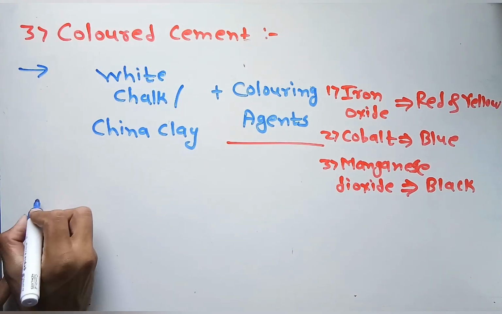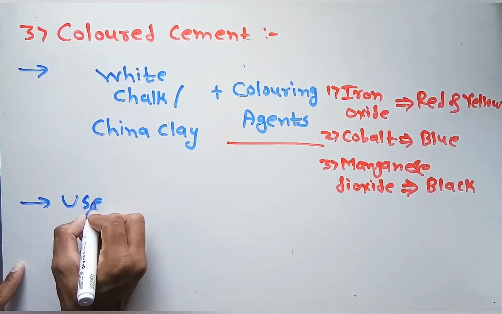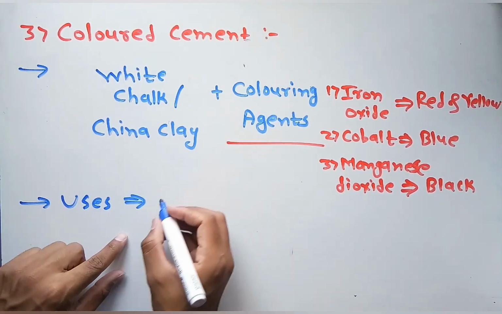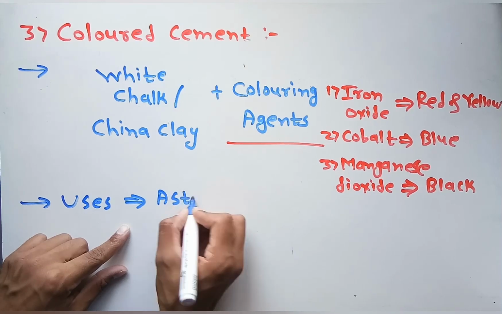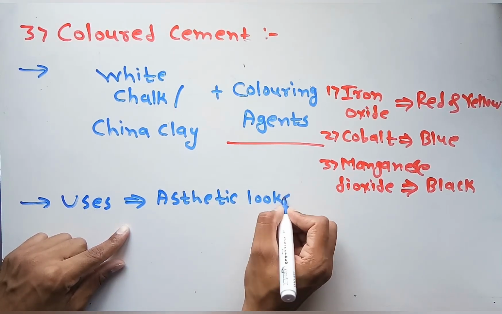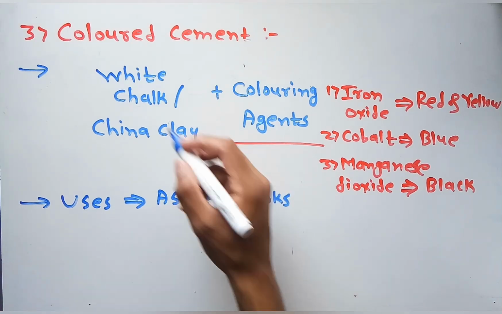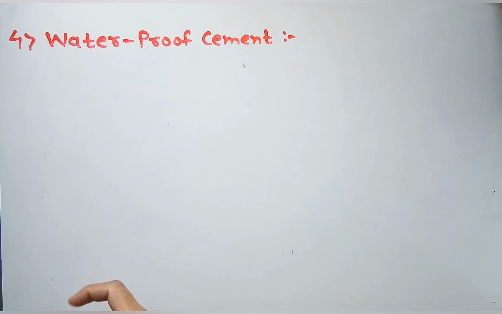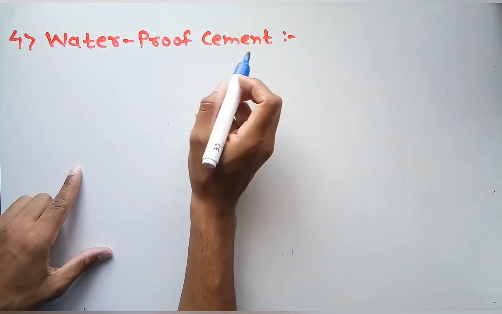And then finally we will see its uses. So uses are quite easy, that is we can use it for the aesthetic looks, or any decorating work, we use the colored cements. Now we will move further with the waterproof cement.